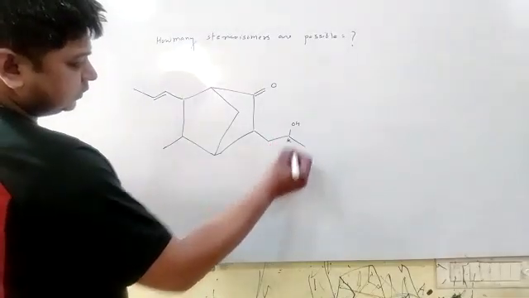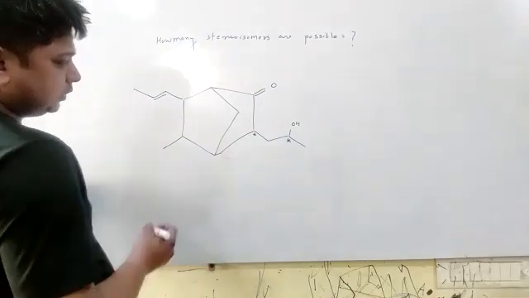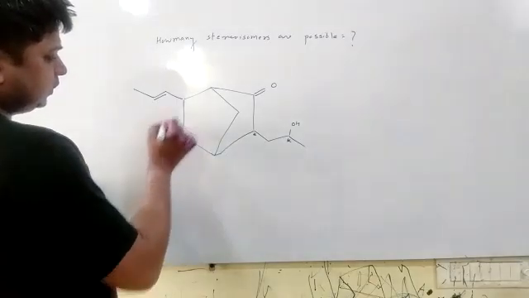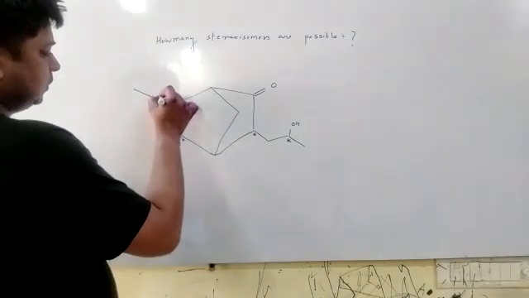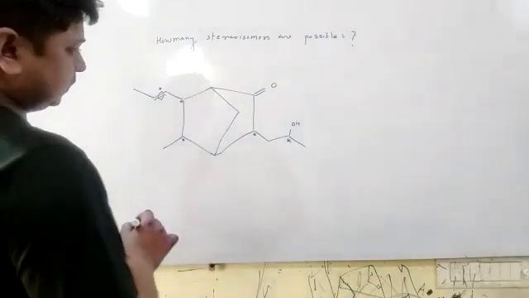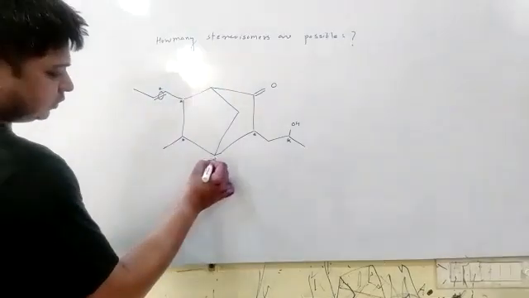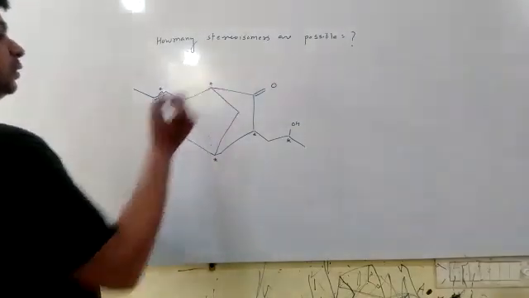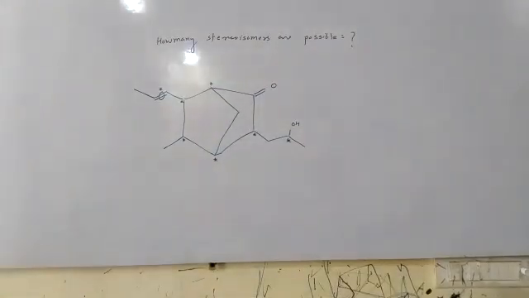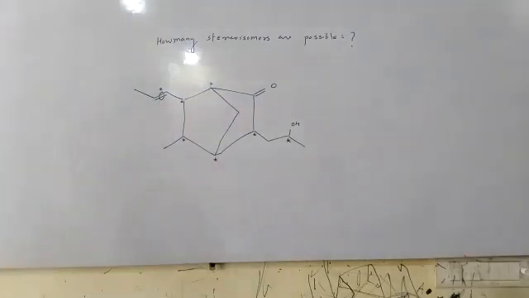This is a chiral center. This is also a chiral center. This is a chiral center. This is a chiral center. This is also one of the centers. And this is also a chiral center. This is also a chiral center. Am I right? Yes. So 1, 2, 3, 4, 5, 6, 7. Then what will be the answer?